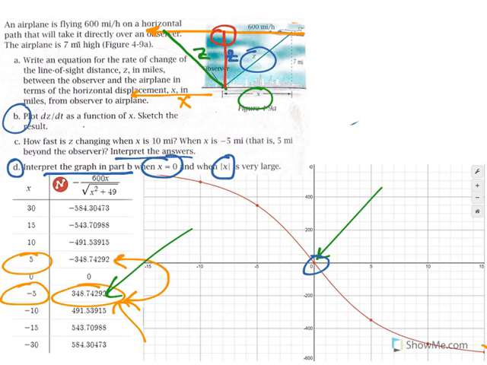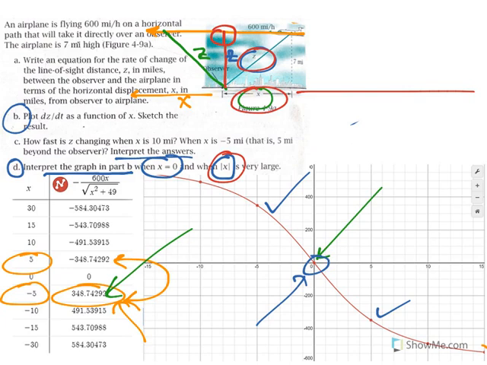That's why it's 0. Prior to that, the rates of change are negative because the plane is getting closer to the observer, and after that, the rates of change are positive because the plane is getting further away from the observer, but at that instant in time, it is 0. And then what about when the absolute value of x is very large? We actually talked about that before. When the plane is very far away, there is less of a difference between x and z. So the value for dz/dt in absolute value will be close to about 600 miles per hour.